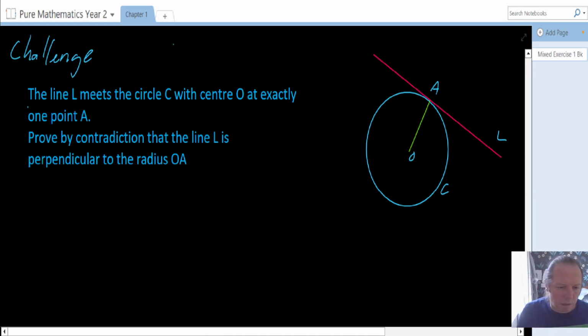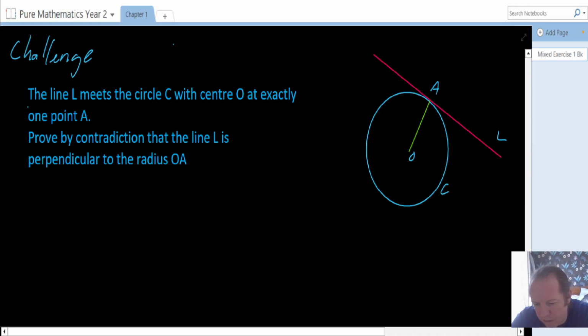Okay, so here we are, Pure Mathematics Year 1, Mixed Exercise, Chapter 1, Challenge Question, Edexcel course. The line L meets the circle C with centre O at exactly one point, A. Prove by contradiction that the line L is perpendicular to the radius OA.